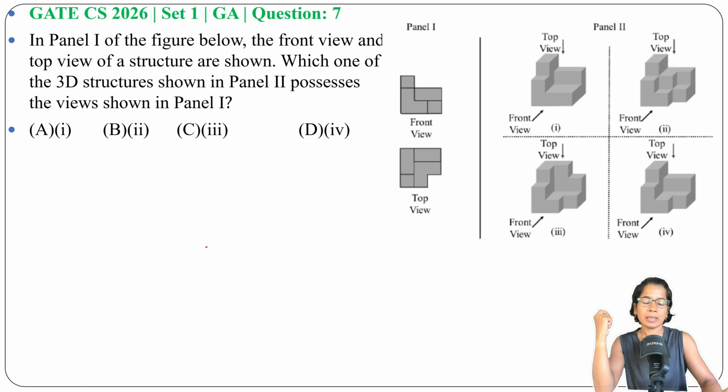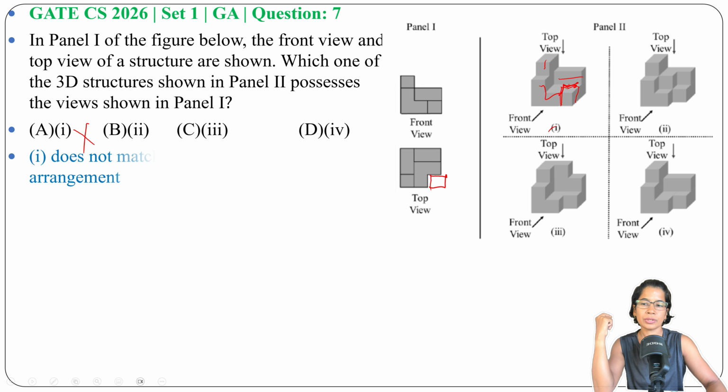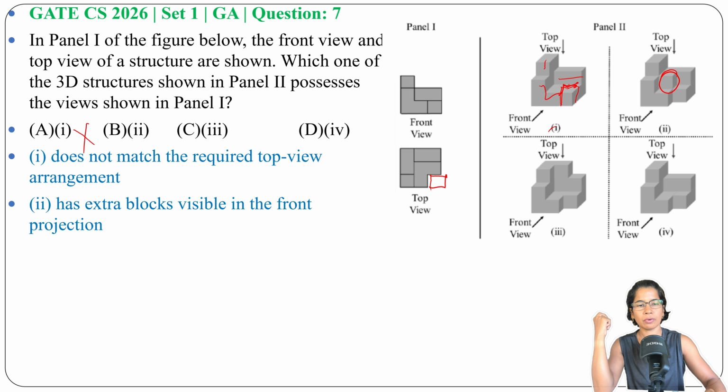Now we'll check each option. Now option A, if you see in the top view, this is not matching, right? Due to this part, this is not correct. Next, option B, the second image. So here there is an extra block. Due to this, it is not matching. So option B is also false.